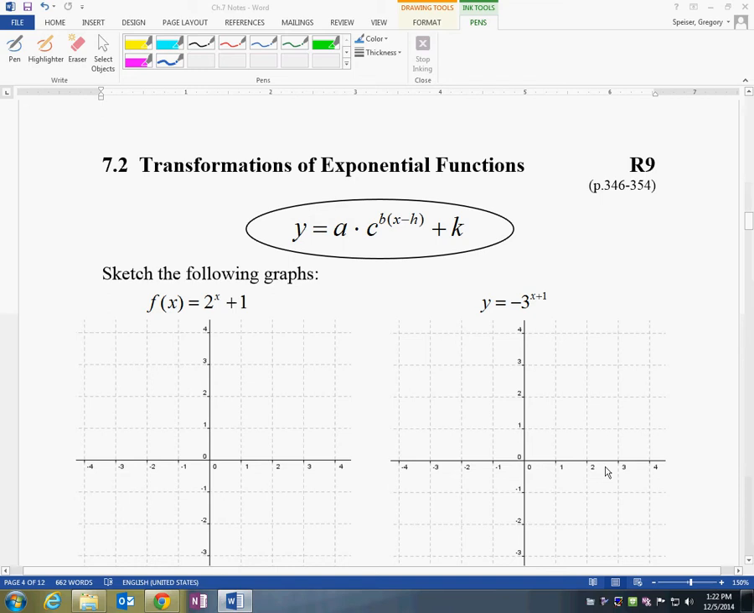Welcome to 7.2 Transformations of Exponential Functions. In our last lesson, we kept things fairly simple and we only did things in this form: y is equal to some constant to the power of x. Well, now we've really brought the full power of our previous unit about transformations, and we're using all these different types of transformations for exponential functions.